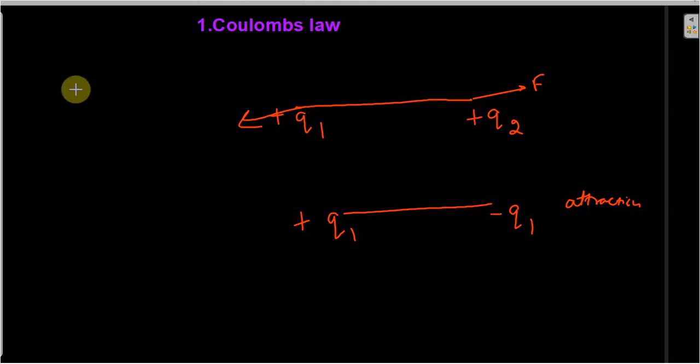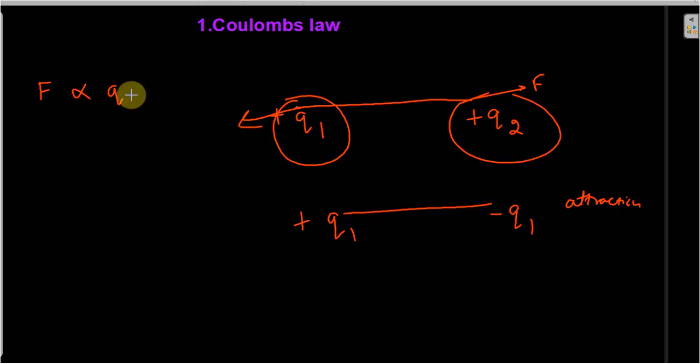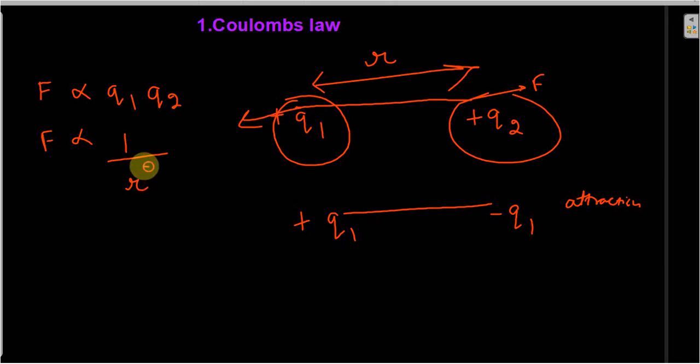So let's discuss it here. The force of interaction between two charges Q1 and Q2 will depend on the magnitude of the two charges, the value of the two charges, and it depends on the distance between the two charges. What is the distance between the two charges? It's R. So the square of the distance between the two charges. So basically Coulomb's law depends on two parameters. First, the charges, and second, the distance between the two charges.